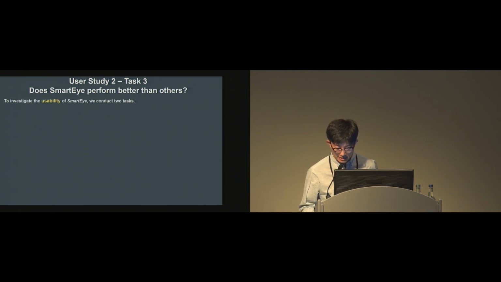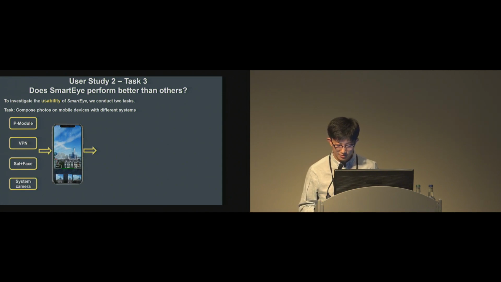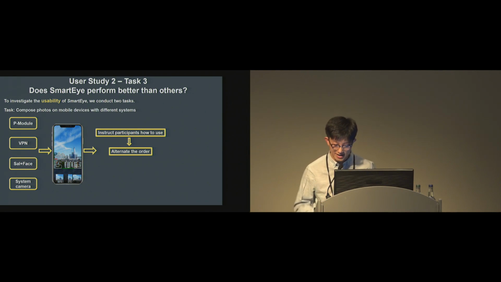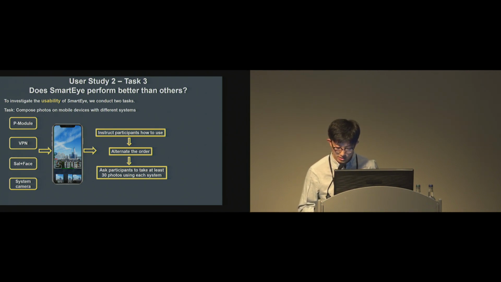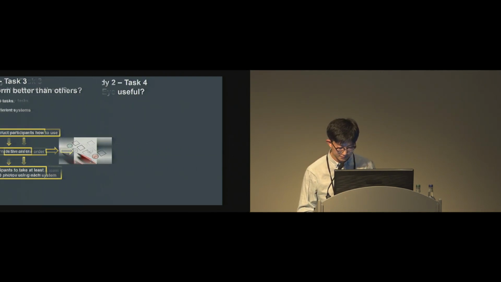To investigate the usability of SmartEye, we conducted another 2 tasks. The third task is letting participants compose photos on mobile devices with different systems. We deployed 3 algorithms and a native camera on mobile devices. First of all, we encouraged participants to play with all the functions before starting the task. Next, we alternated the order. Participants used different systems to counterbalance the order effects. Then, participants were asked to take at least 30 photos using each system. Finally, they were required to fill in a post-task questionnaire.